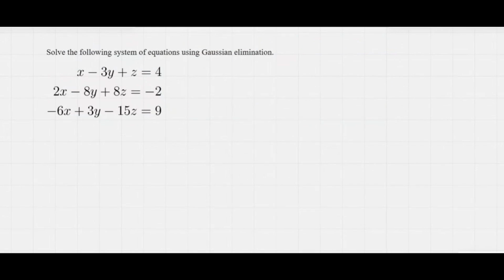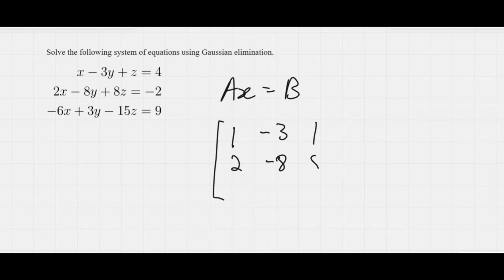And so what can we do? Well, recall matrix multiplication, where you could do Ax is equal to b. A times x, for example, is equal to some matrix b. We can fill this A with a coefficient matrix, where in this example we have 1, negative 3, 1, and 2, negative 8, 8, then negative 6, 3, and negative 15. Let me make sure I got that correct. So we have 1, negative 3, 1, 2, negative 8, 8, and negative 6, 3, negative 15.